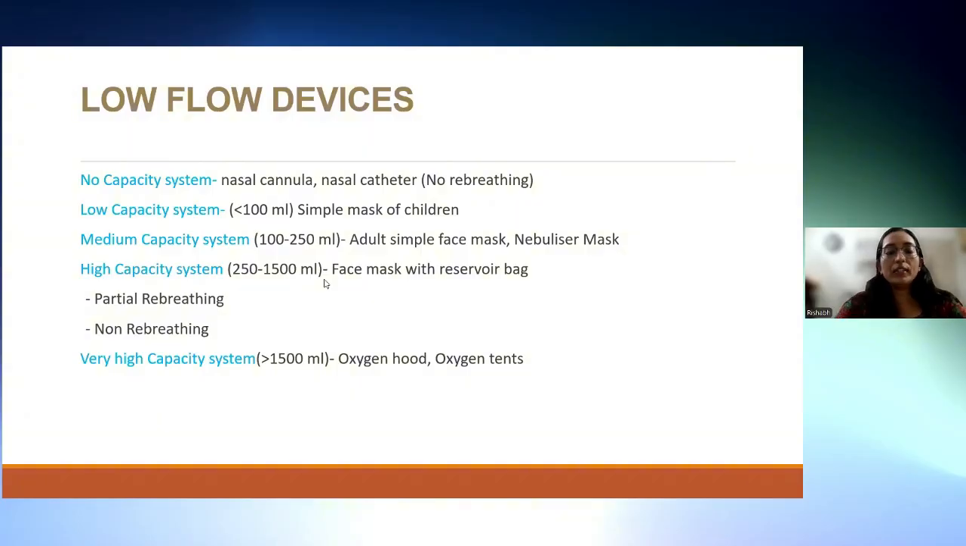Sorry for that interruption. Low flow devices, as I said, can be classified as no capacity, low capacity, and medium capacity systems. In the no capacity system, there is the nasal cannula and nasal catheter, but there's no rebreathing. Low capacity is like a simple mask that is used for children. Medium capacity is where the capacity is about 100 to 250 ml. High capacity ones are those with a reservoir bag. These can be partial rebreathing masks or non-rebreathing masks. We'll come to it. And very high capacity systems are those like the oxygen hood and oxygen tents.